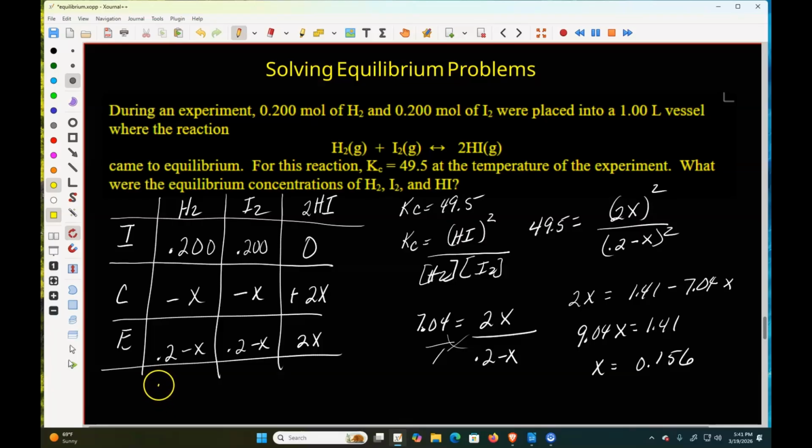Okay, so I'm going to say 0.2 minus 0.156. That will give me 0.044. Same for this one. And then 2 times 0.156. That will give me 0.312. All right, these are my equilibriums for my hydrogen, iodine, and hydrogen iodide.